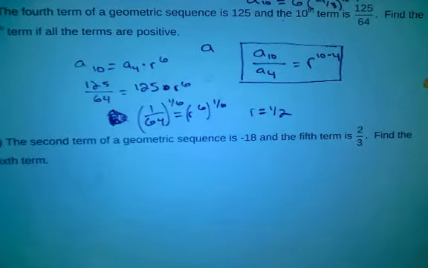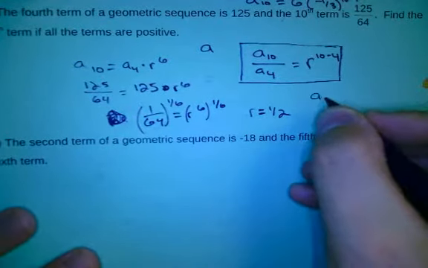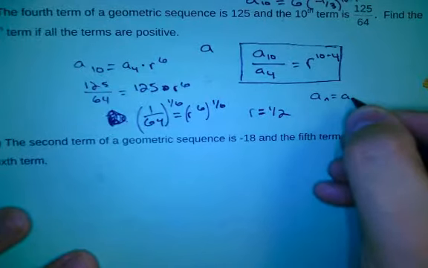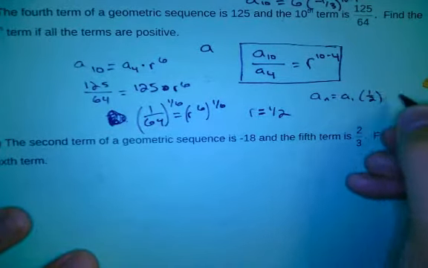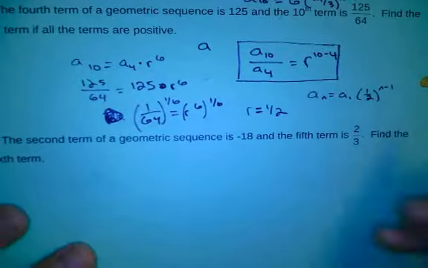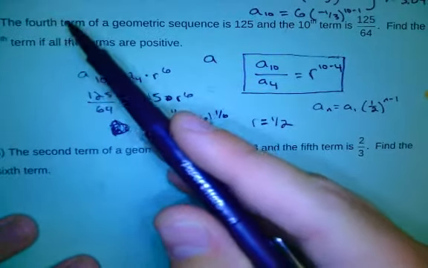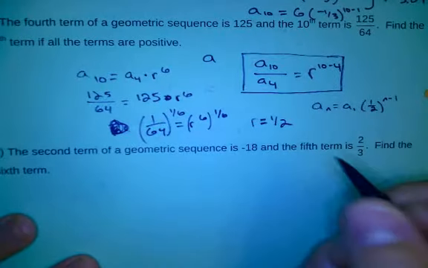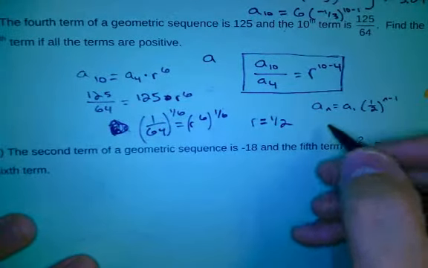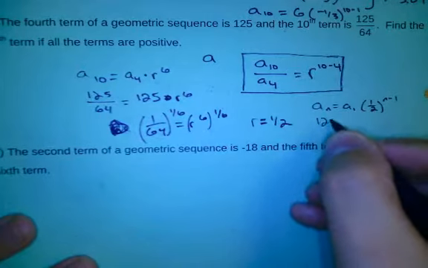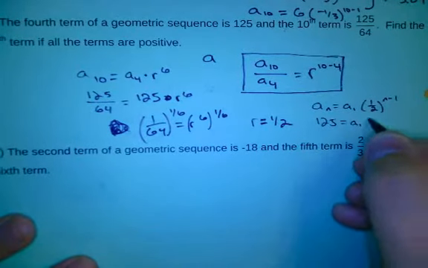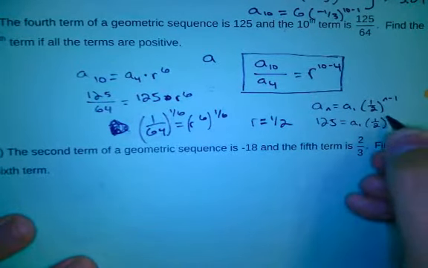So we're going to get R to the 1/2. Once we have that, find the 14th term. Well, do I have the first term yet? No. So A sub n equals A sub 1, 1/2 to the n minus 1. How can I find A sub 1? Just plug in one of these. Which one's easiest to plug in? Probably the 4th one. So A sub 4 is how much? 125 equals A sub 1, 1/2 to the 4 minus 1.